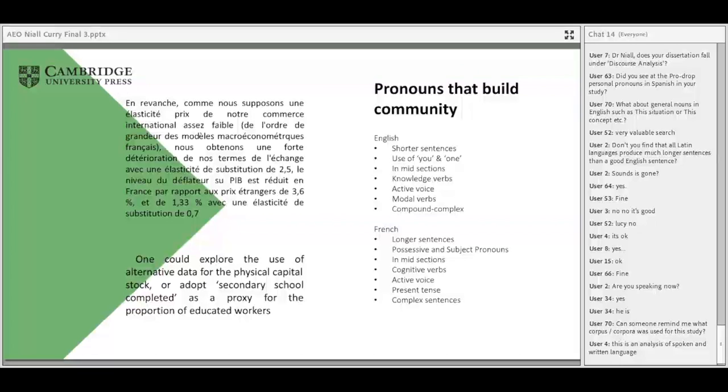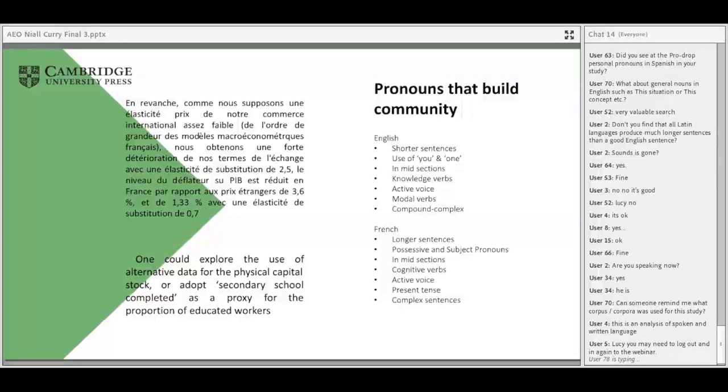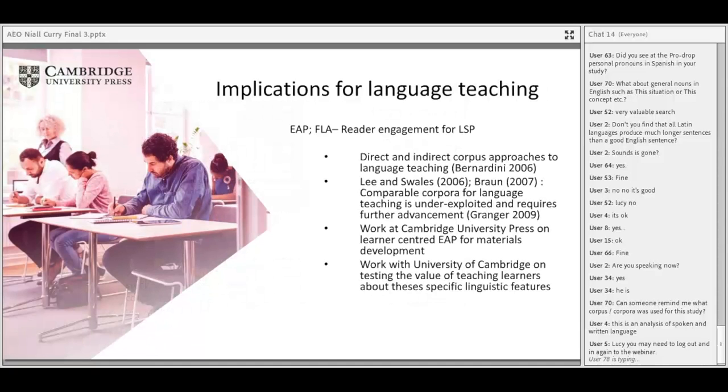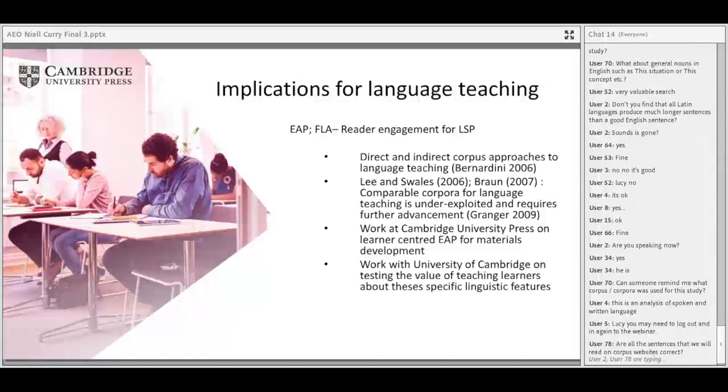And quickly, I'll just go through some pronouns, which is a similar thing, looking at pronouns that build community. So English was shorter. There were more examples of "you" or "one", which was quite significant. They didn't really work for any other function other than building community. They were using knowledge verbs, active voice, a lot of modality, and quite more complex sentences again. And then looking at the French example, there were longer sentences, passive pronouns, cognitive verbs, active voice, present tense, so the tenses are quite different there again. So again, we can see lots of interesting differences.